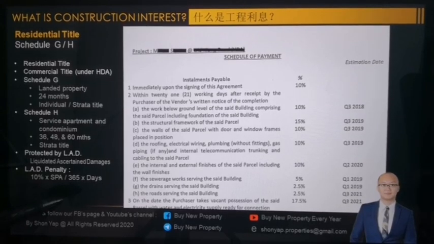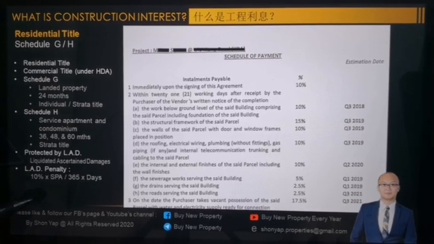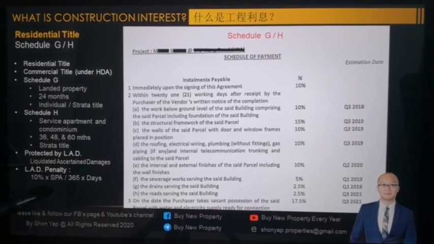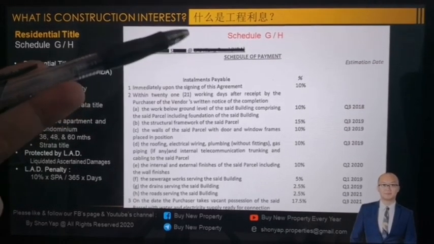So a lot of investors are really happy. They say never mind, the more they delay, the more money I can get back. So this is the investor mindset, that they can earn back the interest rate. Okay, so the first thing you can see in the SPA, they will label Schedule G or Schedule H on top.